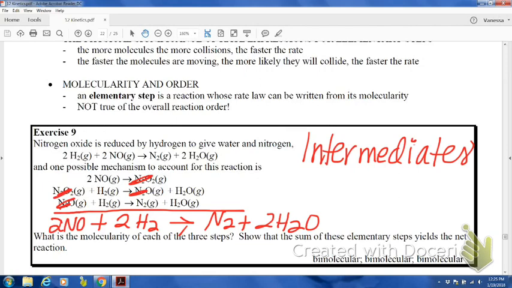Created and then used up in a subsequent step is an intermediate. That's how you can recognize it. In a second, when we look at catalyst, you'll see that catalyst will start out as a reactant and then end up as a product. So you end up canceling them out because they're appearing on both sides, but you start with it and you end with it because it's not used up.